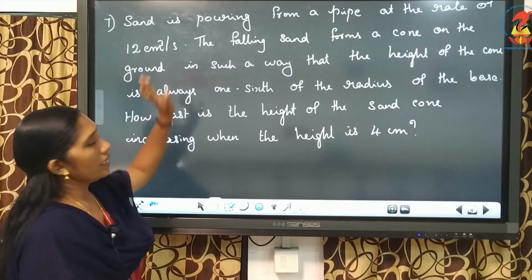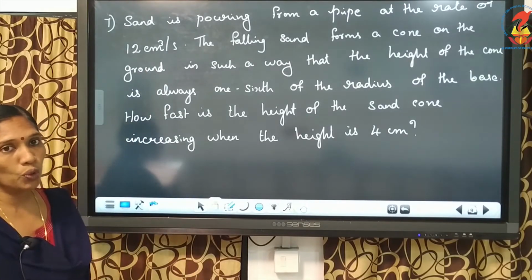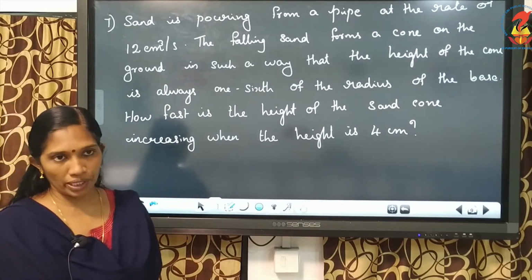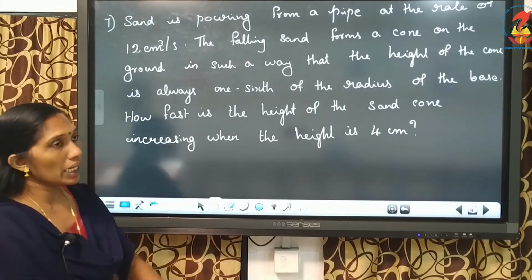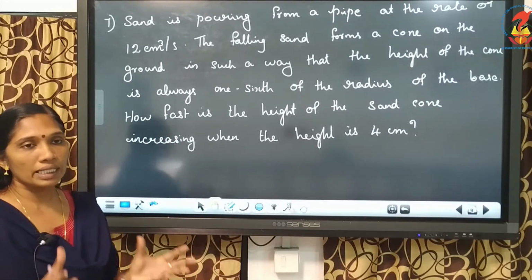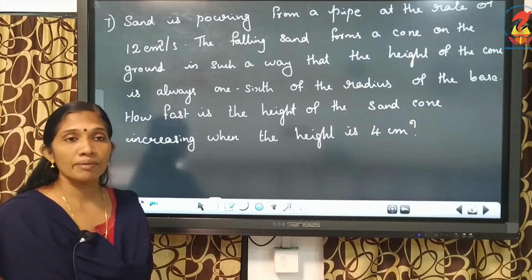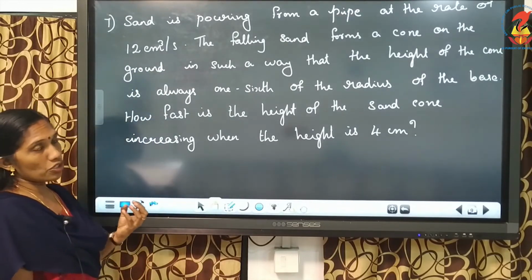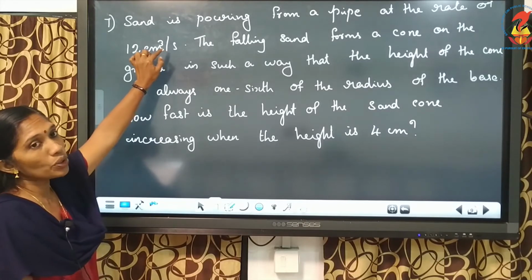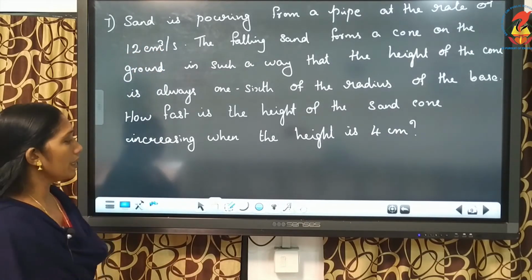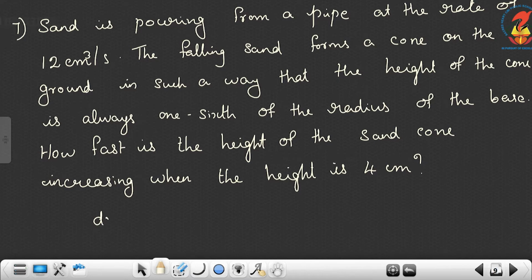Sand is pouring from a pipe at the rate of 12 centimeter cube per second. So what is this quantity? 12 centimeter cube per second. Cube indicates volume. So sand is pouring from a pipe at the rate of, so this quantity is the rate of change of volume with respect to time, in seconds. So the given number is dV by dt, isn't it? dV by dt is given as 12 centimeter cube per second.